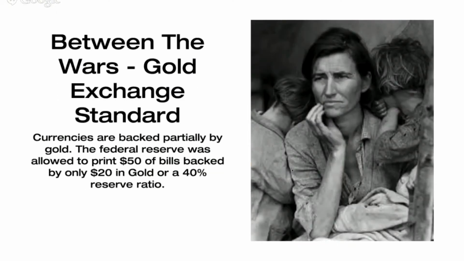And between the wars, the gold exchange standard was started. So currencies become partially backed by gold. The Federal Reserve was allowed to print $50 of bills backed by only $20 in gold, or what they call a 40% reserve ratio. And that's during the Great Depression. That's what the picture is there on the right.